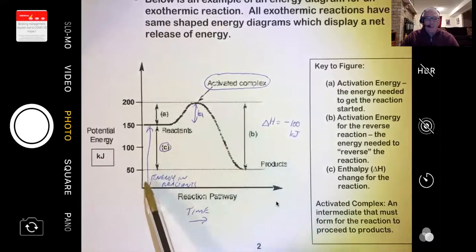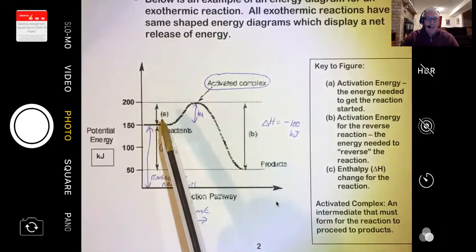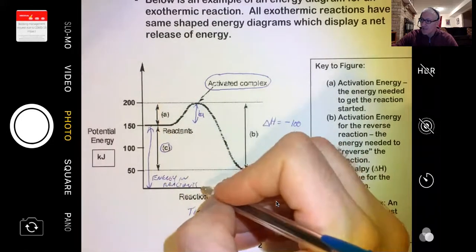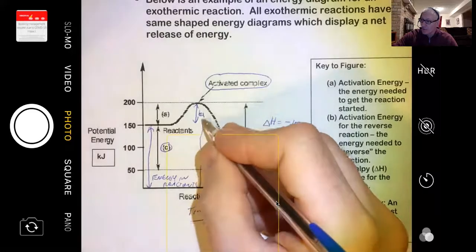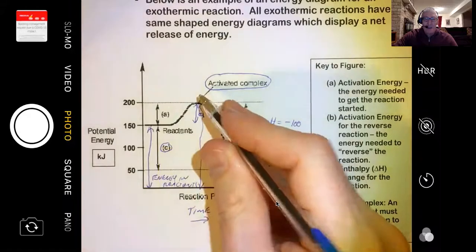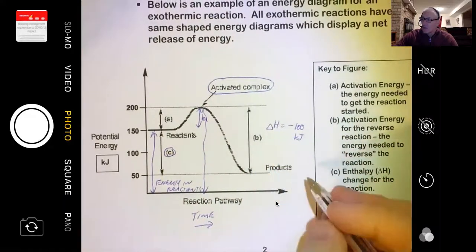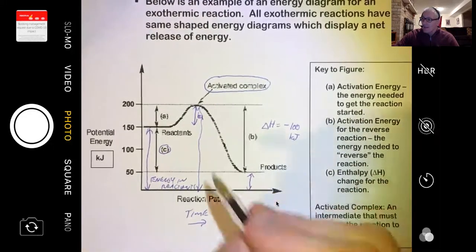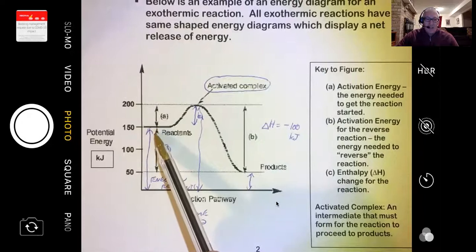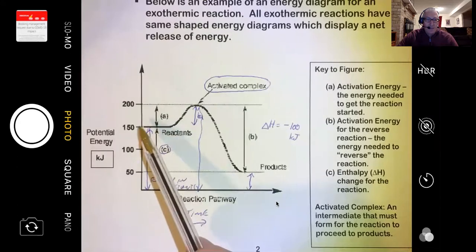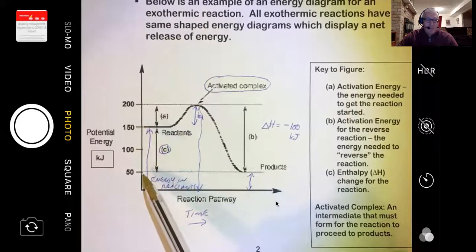So this would be the energy of the reactants. This right here would be what we call the activation energy. If I wanted to know how much energy the activated complex had, I just go all the way up to the tippy top here. That would be the energy that we have at the activated complex. If I want to know how much energy the products had, that would be this value right here. And then last but not least, the change in energy is going to be that difference between what we have energy-wise at the reactants, 150, versus the products at 50.